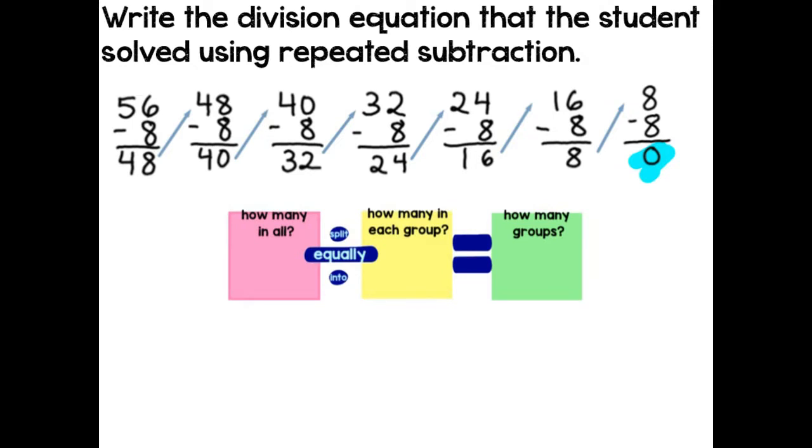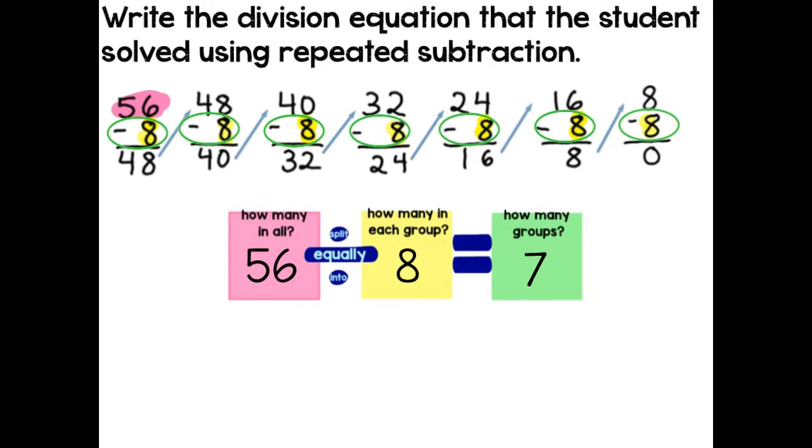All right, so we need to write the division equation that the student solved using repeated subtraction here. Well, this kid started with 56 in all, and we can see that he was putting 8 in each group. So how many groups of 8 was the student making? 7. The student made 7 groups of 8. 56 divided by 8 equals 7. I'm going to check my work because I know 7 times 8 is 56.